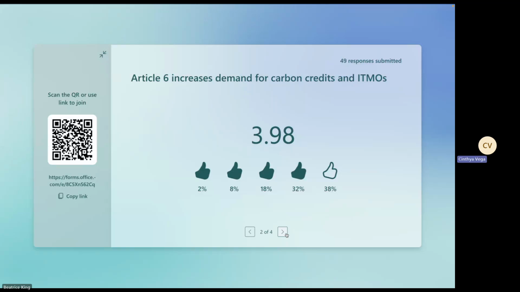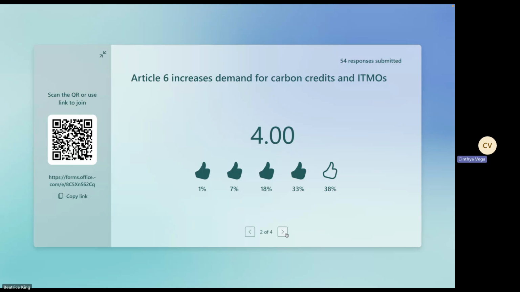The next statement that we have is Article 6 increases demand for carbon credits and ITMOs. Again, we have an audience that partly agrees with this statement. So Article 6 might increase demand for carbon credits, and this is the perception of the room.